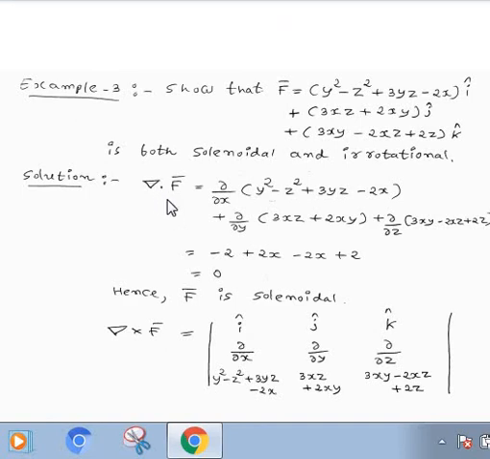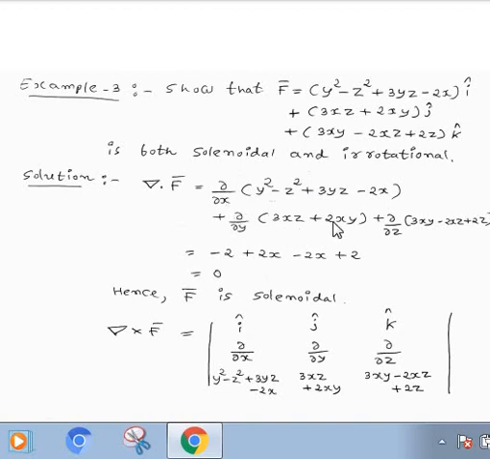So divergence is nabla dot f bar, that equals, as per definition, del by del x of the x component, plus del by del y of the y component of f bar, plus del by del z of the z component of f bar. Now the partial derivative of this function with respect to x, the result is minus 2. The remaining three functions are functions of y, z, so their derivative with respect to x will be 0.